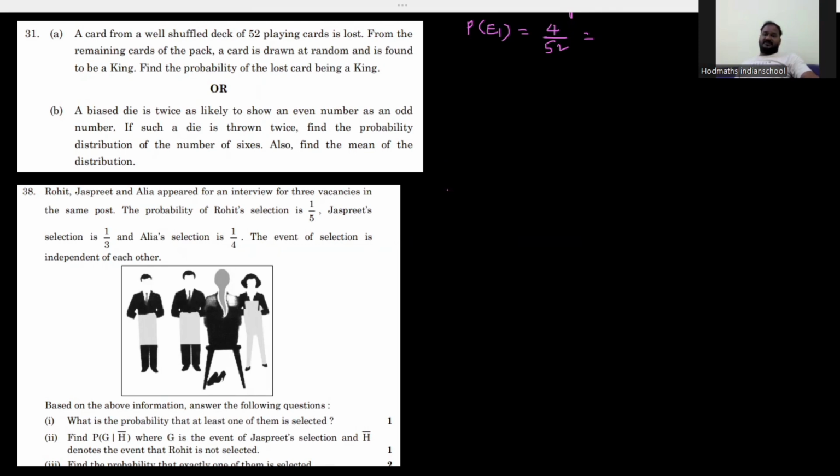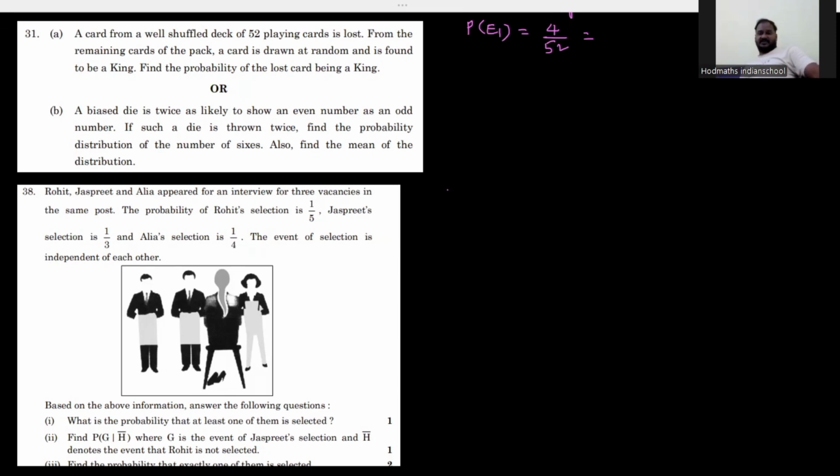What do you mean by independent of each other? Independent of each other is nothing but we cannot expect any chances between 2 or between 3. Okay, that is what independent selection means. All right. So what is the probability that at least one of them is selected?